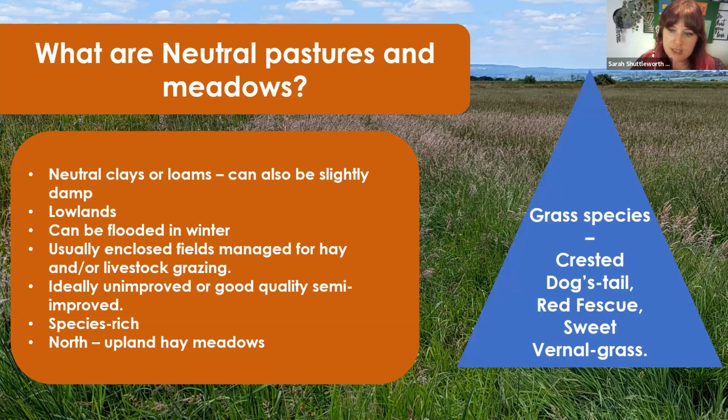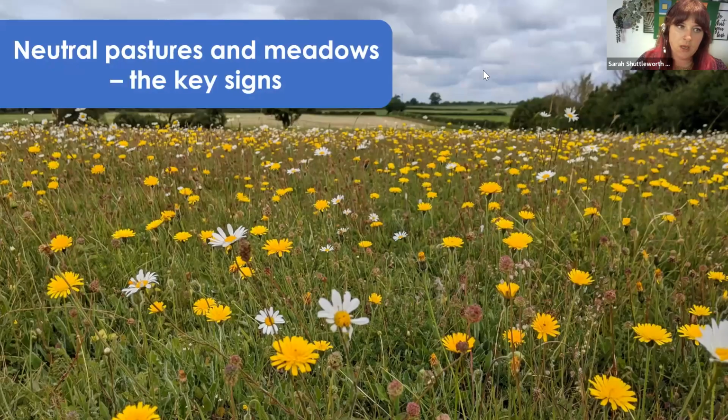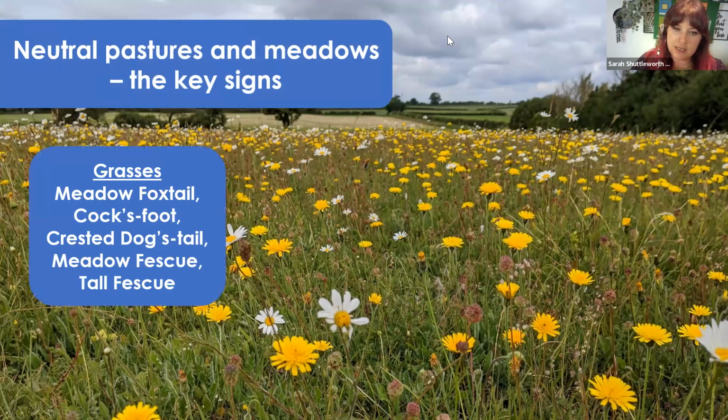The grass species that are likely to be quite dominant or quite present are things like crested dog's tail, red fescue, and sweet vernal grass. But again, you could also get things like Yorkshire fog, cocksfoot, false oat grass, that sort of thing, depending on the quality of the grassland.